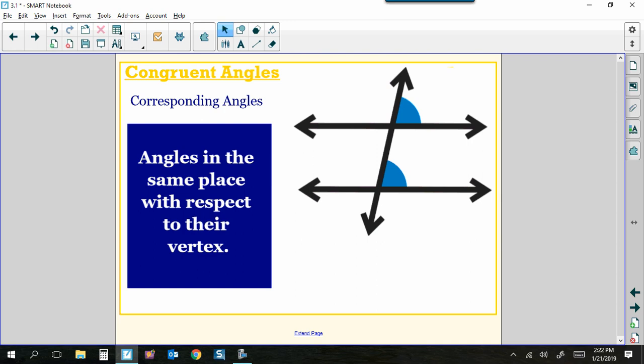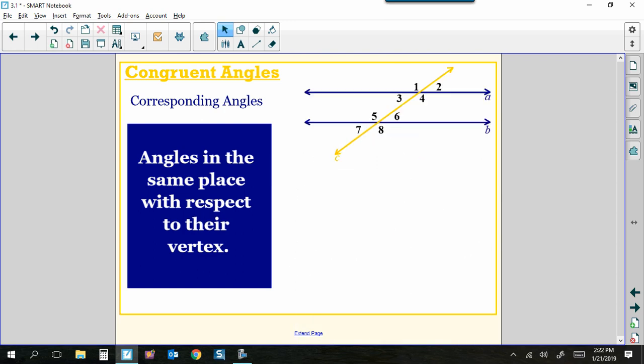So now, you should have drawn this little picture. Now I'm going to have you list, using the picture above, all of the corresponding angle pairs. We know that they are congruent to each other. So, like for example, the first pair would be angles 1 and 5. We could say 1 and 5 are congruent because they are corresponding angles. 2 and 6 are in the same place, so therefore they are corresponding angles.